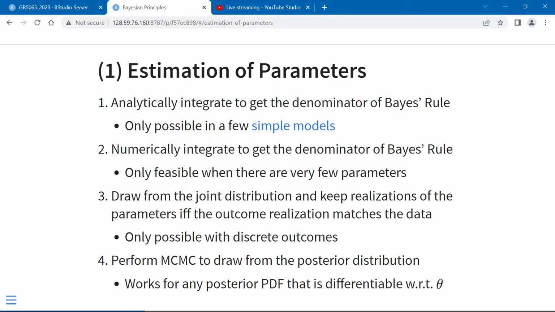Third, you could draw from the joint distribution of the parameters and the outcome and keep realizations of the parameters if and only if the outcome realization matches the data that you observe. So we've done this a lot with bowling. We did it last week with the vaccine and stuff like that. I haven't emphasized this, but it should be apparent that this is only possible to do as a way of estimating the parameters when the outcome variable is discrete. And frankly, in social science, there are a lot of situations in which the outcome variable is discrete, like bowling pins or whatever. But the ability parameter or the inability parameter is continuous.